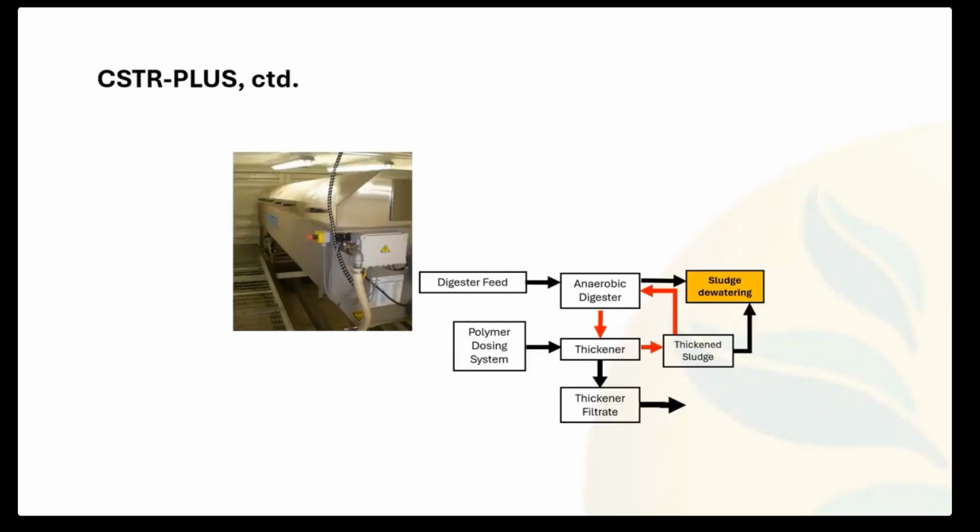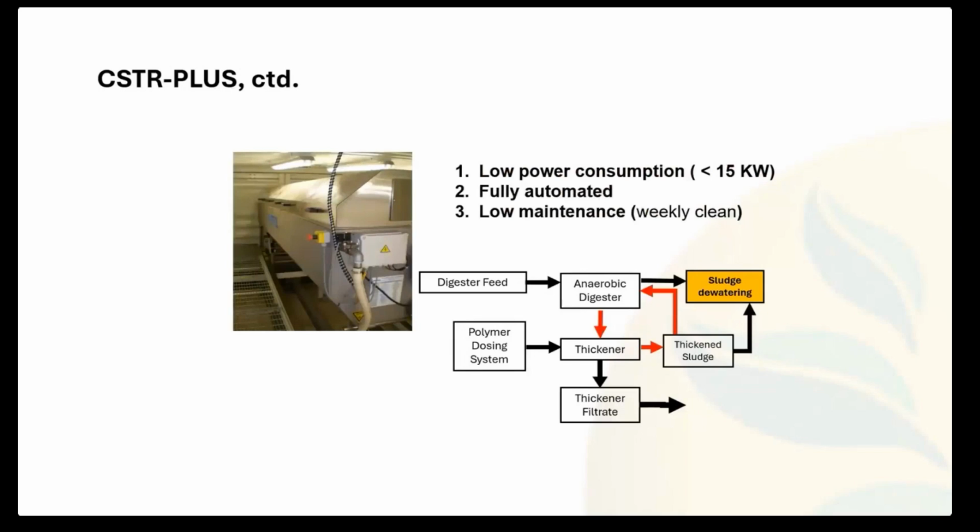Typical thickeners can be drum thickeners, but there are many other options that we can choose from. All have in common low power consumption, fully automated, low maintenance. A weekly clean is normally sufficient, and low polymer consumption, 4 to 5 kg polymer per ton dry solids. For example, in dewatering, the polymer dose will be 2 to 3 times that amount.